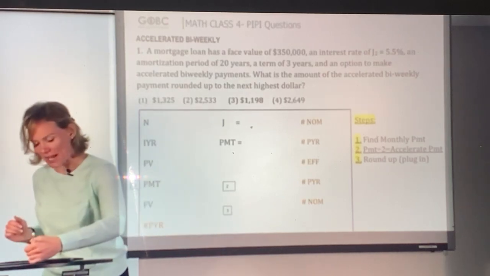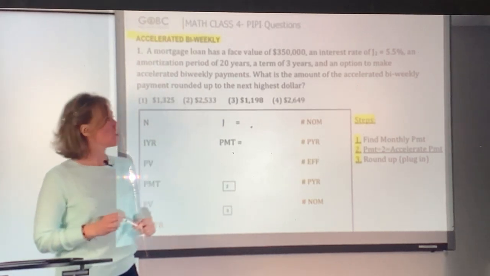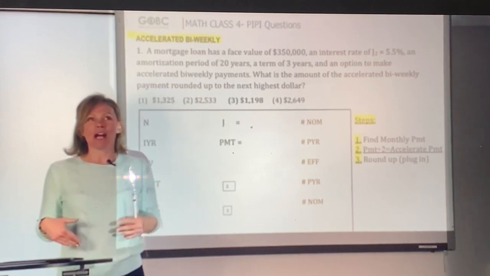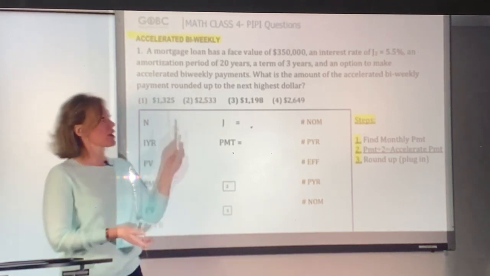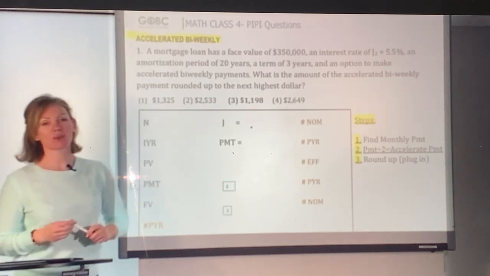Today, we're going to be learning about the accelerated biweekly payments, so that's another way to pay off your mortgage faster. The way that I like to explain it is to go through the question itself, and when we go through the question, then I'll show you how lenders let you pay off your mortgage faster by doing this option. So we're going to go through question number one. Open your notes, guys. Let's go through this question number one.